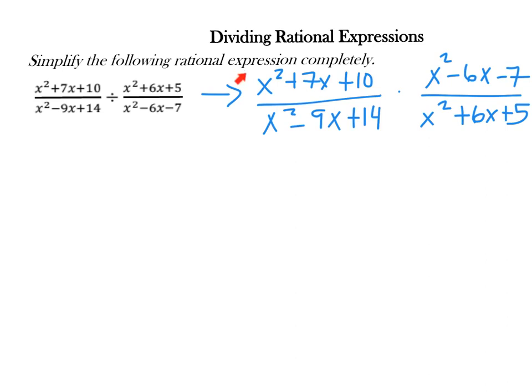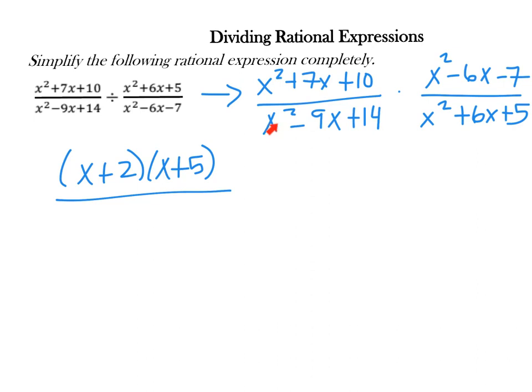Here, for the numerator x squared plus 7x plus 10, I notice that 2 times 5 gives me 10, and 2 plus 5 also adds up to 7. So my factors are x plus 2, x plus 5. In the denominator, I have x squared minus 9x plus 14. To get a 14, I have to multiply 2 times 7. And notice how 2 plus 7 also adds up to 9, but it's negative. So I need to make them both negative to give me a 14. So my factors are x minus 2, x minus 7.